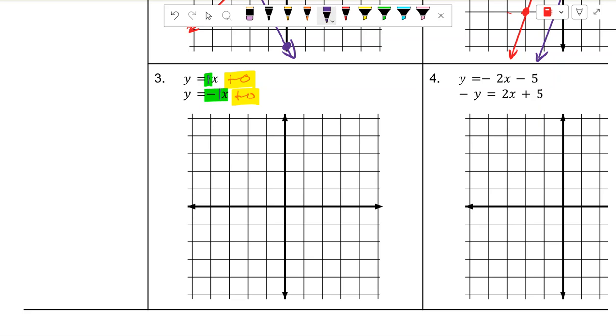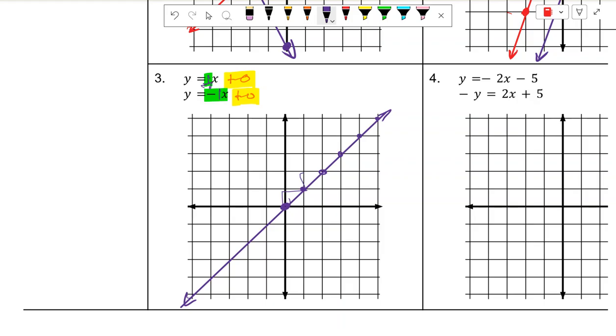So let's graph the first one. Our y-intercept is at 0. And our slope is 1 over 1. So we go up 1 over 1, up 1 over 1. Just graph them all the way down. And so we know that this line is going to go right through there. Arrows top and bottom.